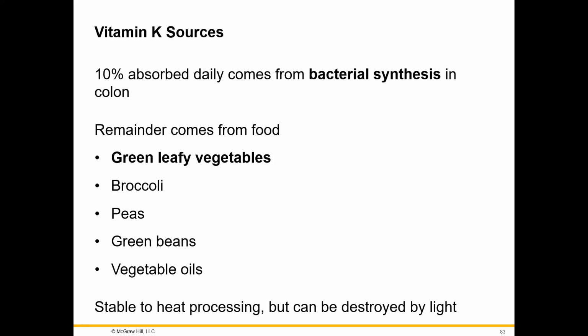Now, where would you find it? This is just going to show you the various sources, but interestingly enough, 10% of it you are actually getting for free from the bacteria inside of your colon. But the remainder is going to come from food. Green leafy vegetables are your most common source, but there are some other ones listed here. And these vitamins are stable in heat processing, but they can be destroyed by light. So typically you see these foods stored in darker or at least opaque packaging to avoid that.